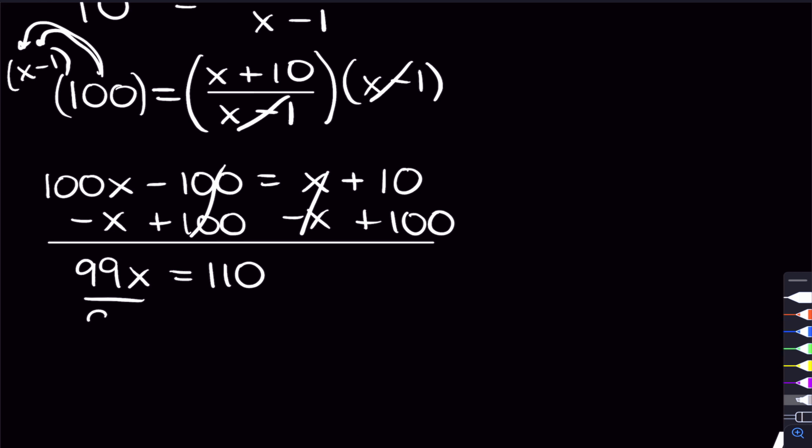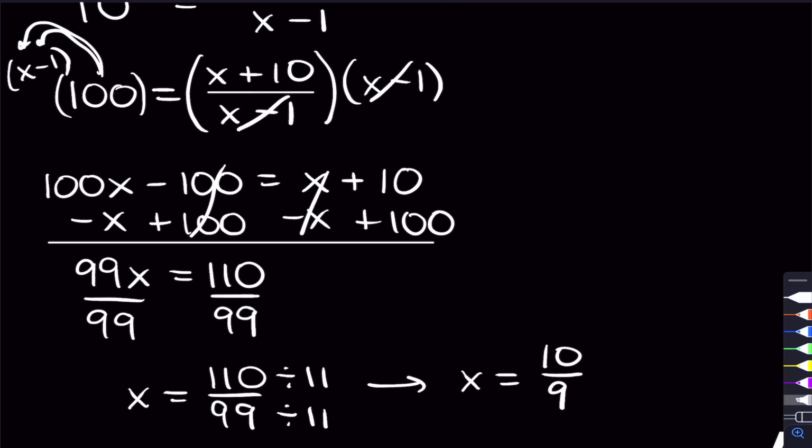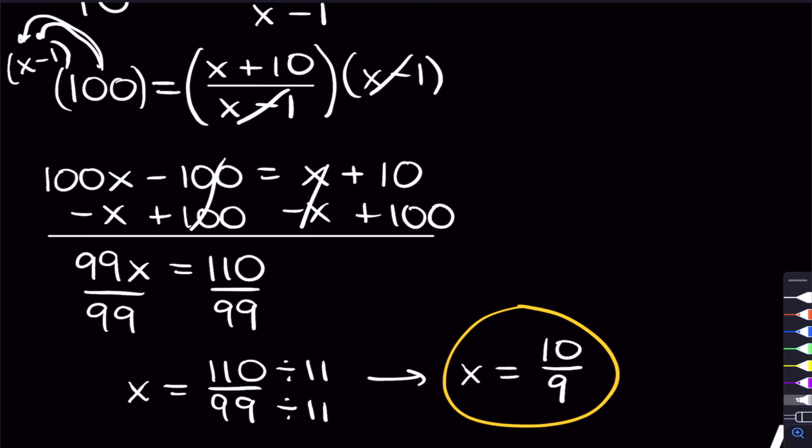So now we divide by 99 on both sides to fully solve for x. And I know the numbers look a little gross, but x equals 110 over 99 can be simplified. Because 99, that's a multiple of 11. That's 11 times 9. And, well, 110, that's 11 times 10. So if we divide this by 11 on top and bottom, we can get that x is equal to 10 over 9.